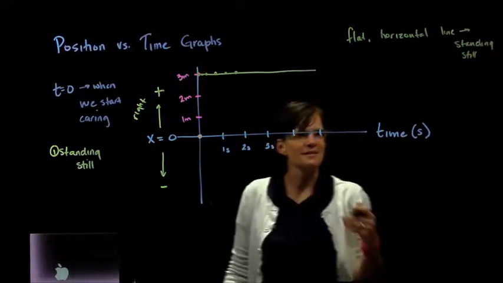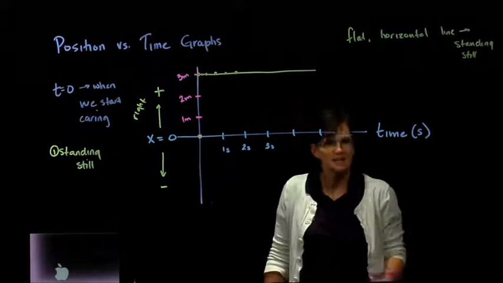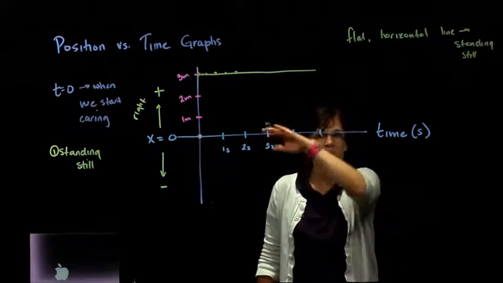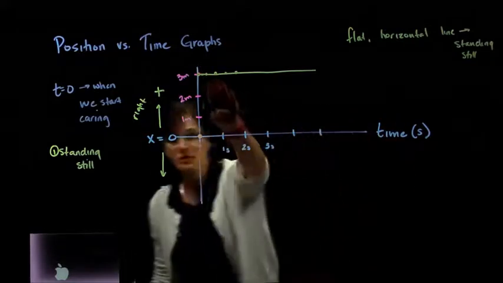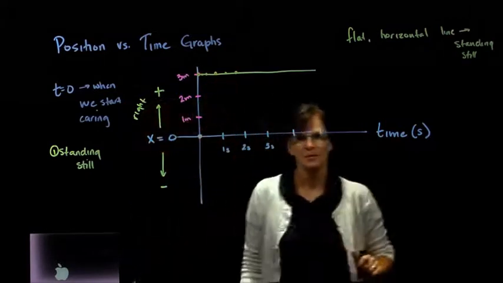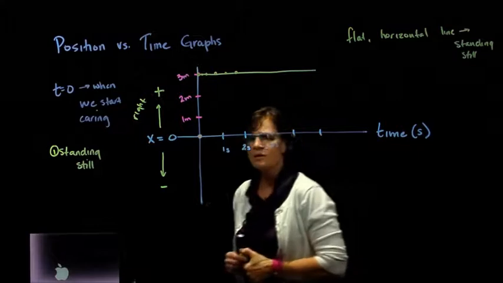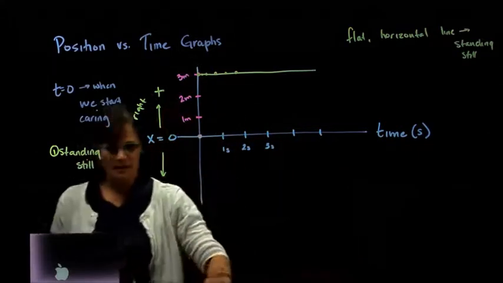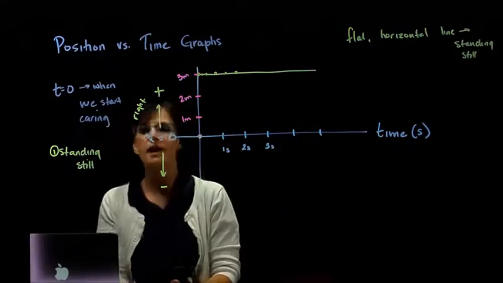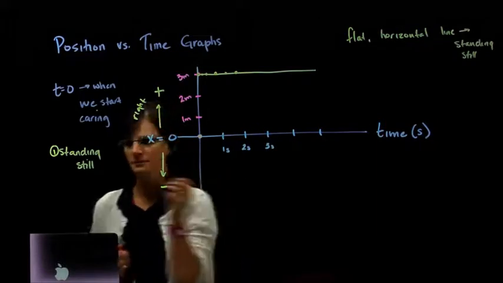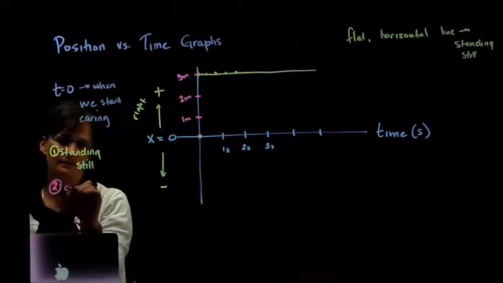The object is not changing location as time goes on. So it's at the same position represented on the y-axis as time goes on. Okay. Well, what about an object that is moving at a constant velocity? So we'll do that in pink.